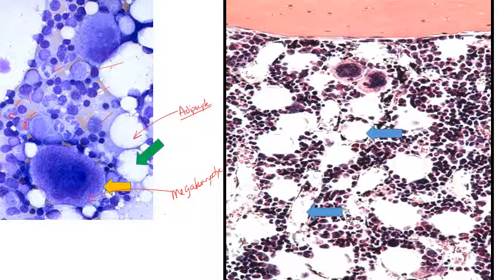What is this space right here? Is it defined by cells? Well, if it's defined by cells, it's more than likely going to be a sinusoid. Now, how do we know if it's defined by cells? Well, look here. Is this defined by cells? No, it's just an empty space. That's going to be an adipocyte.